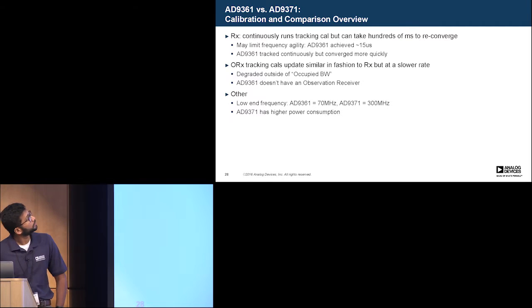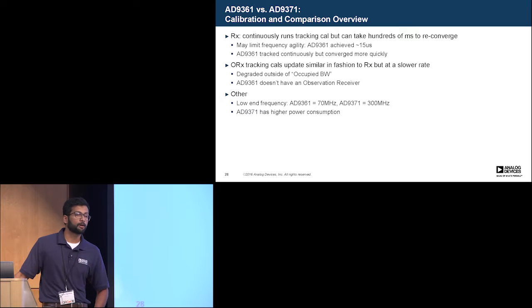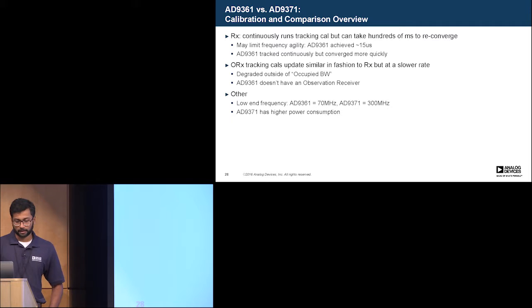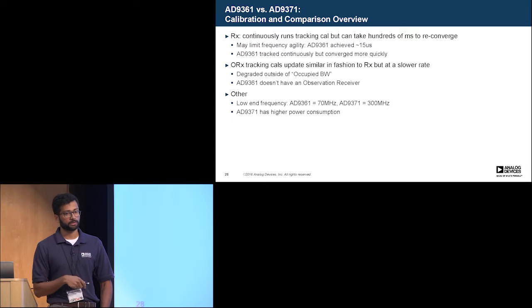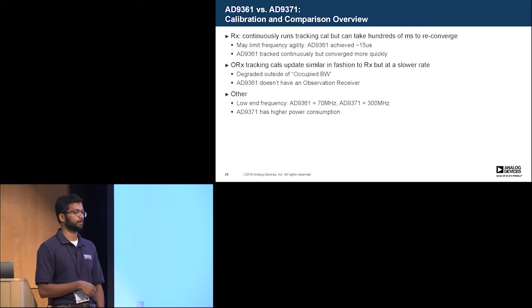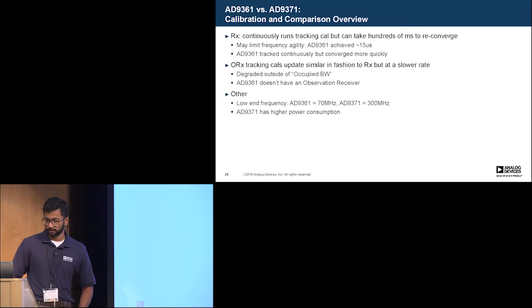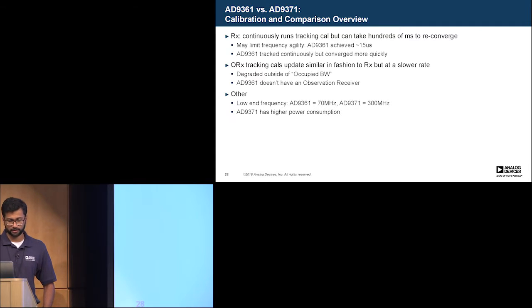So basically, in terms of all the calibrations that we do, it's improved a lot over the 9361. Now, the 9361 didn't have an observation receive, so you were pretty much stuck having to use one of the receive paths if you wanted to do any sort of digital predistortion type corrections. Power consumption is higher in the 9371 as well.